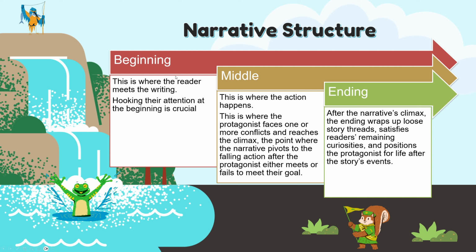Okay, and then we have the middle. This is where the action happens. This is where the protagonist faces one or more conflicts and reaches the climax, the point where the narrative pivots to the falling action after the protagonist either meets or fails to meet their goal. It means that this is where the build up of the story goes. For example, the good guy is fighting the bad guy, and they meet at the middle. There is a struggle between both of them to show whether they are winning or losing. That is what you talk about in the middle.